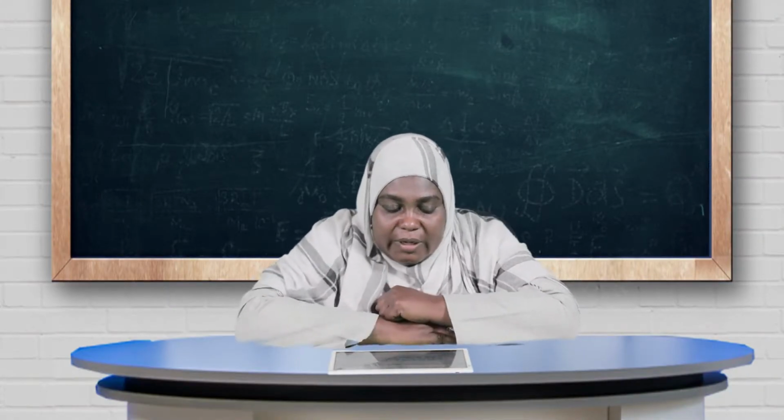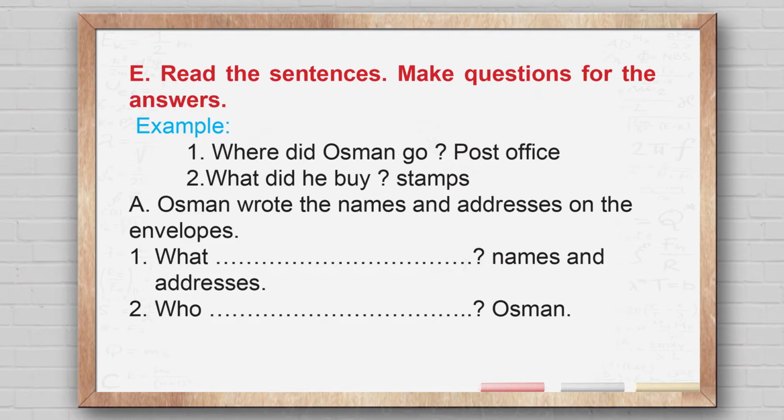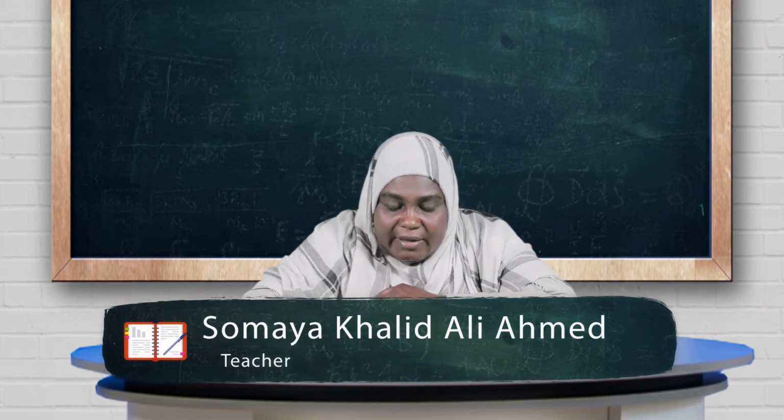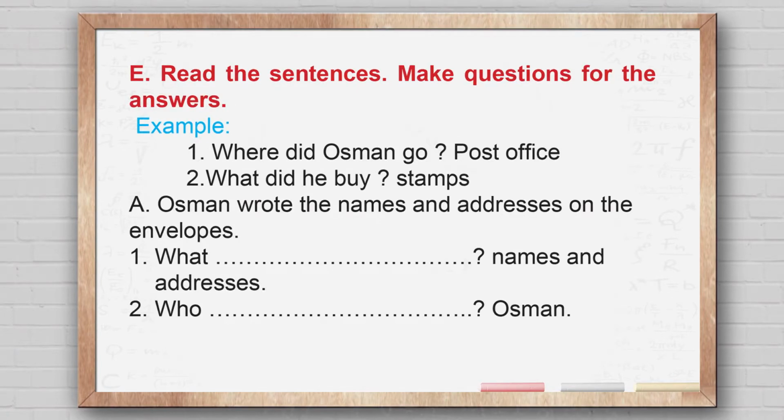Dear pupil, you can go to exercise E. Read the sentences, make questions for the answers. After you read the sentence, make a question. 1. Where did Usman go? The answer: post office. What did he buy? The answer: stamps. A. Usman wrote the names and addresses on the envelopes. 1. What dash? Names and addresses. 2. Who dash? The answer, Usman. You can complete this activity orally, then in your notebook.